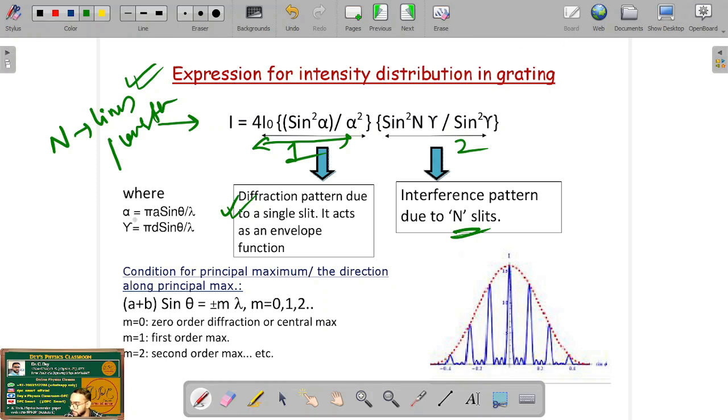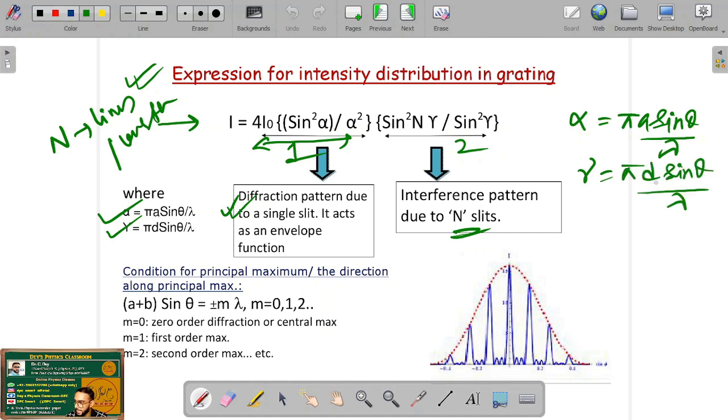Here alpha is pi a sin theta by lambda, and gamma is pi d sin theta by lambda. So alpha is related to the slit width a, and gamma is related to the grating element d.